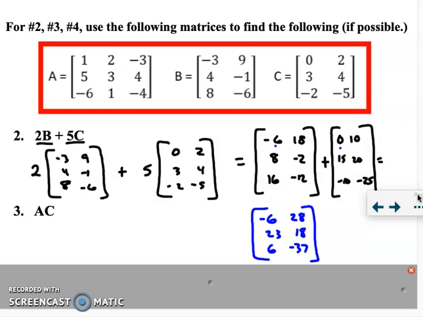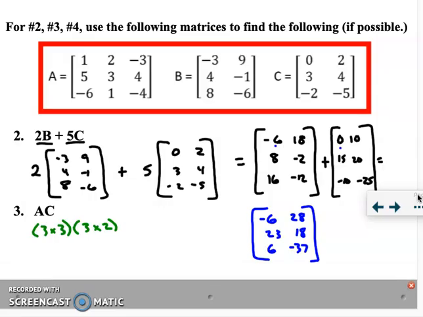Number 3, we're asked to multiply A times C. So A is a 3 by 3 matrix. C is a 3 by 2 matrix. So the first question that we have to ask ourselves is, can it be done? And the answer is yes, it absolutely can be done, because the number of columns of the first is equal to the number of rows of the second.